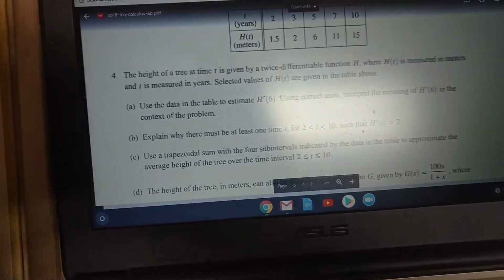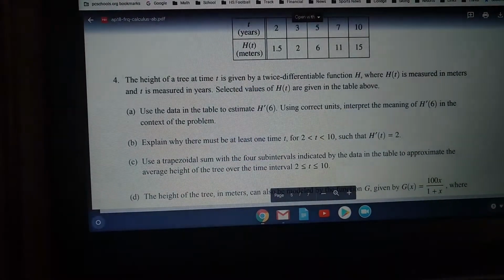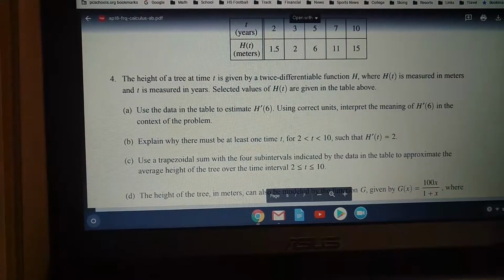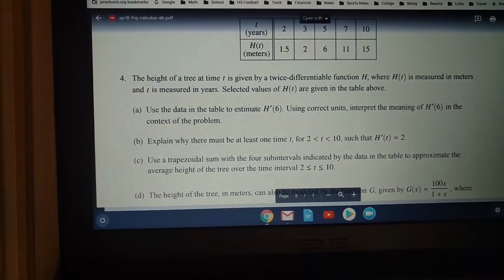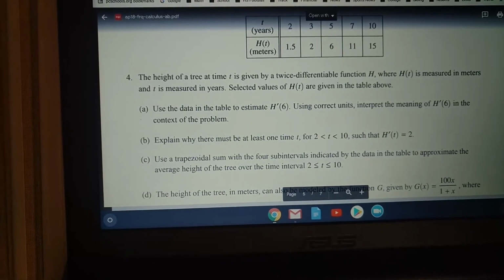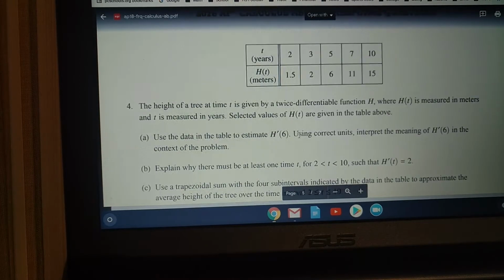Looks like we're ready to go over how to score the 2018 free response, specifically on this we have questions 4 through 6. So let's go ahead. This is question 4 that we see here before us. So let's take a look.